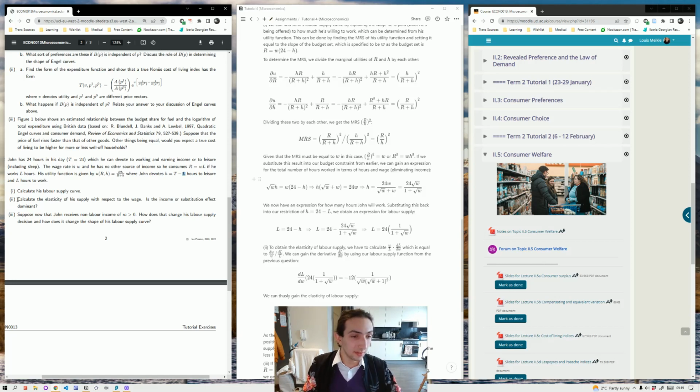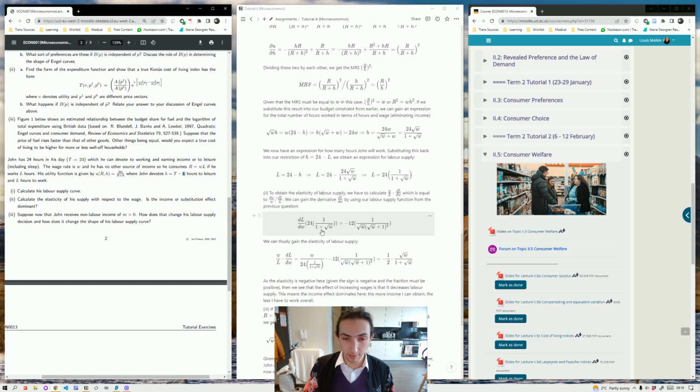Calculate the elasticity of labor supply with respect to the wage. Is the income or substitution effect dominant? If you remember what the elasticity of labor supply is, it's the percentage change in labor supply over the percentage change in the wage, which is essentially the derivative of L with respect to W, scaled by W over L. You can rearrange this into W over L times the derivative of L with respect to W. So basically, what you get from that is this calculation here.